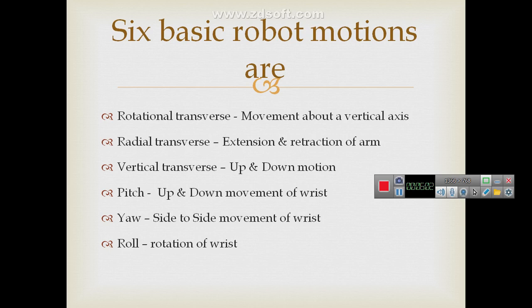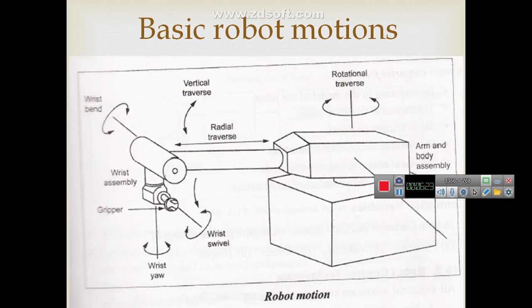Another set is the pitch, yaw, and roll motions. So these three motions are carried out by the wrist. Pitch is the up and down movement of the wrist, yaw is the side to side movement of the wrist, and roll is the rotation of the wrist. Okay, so these are the six basic robot motions.